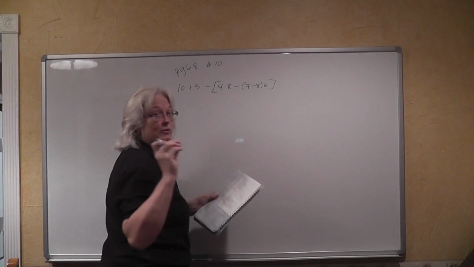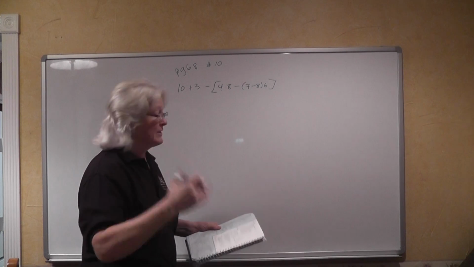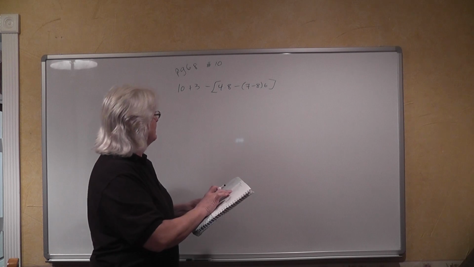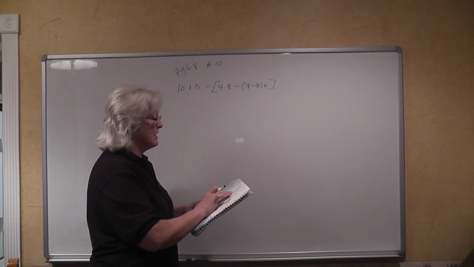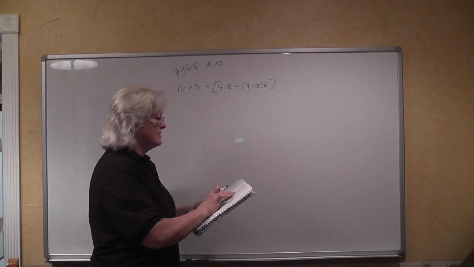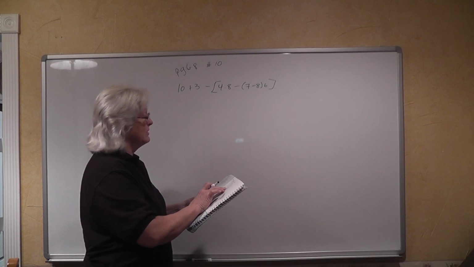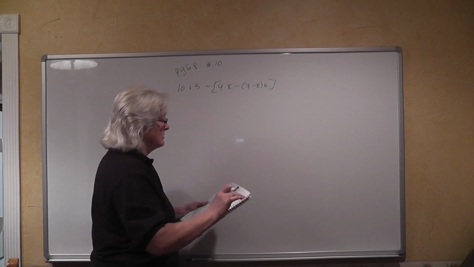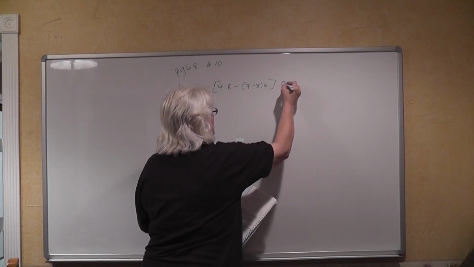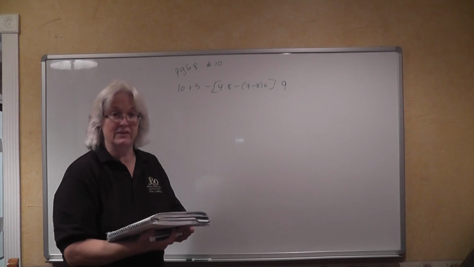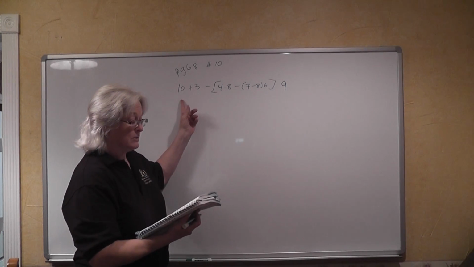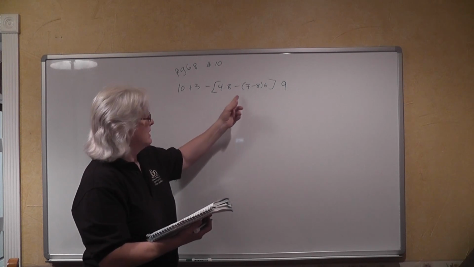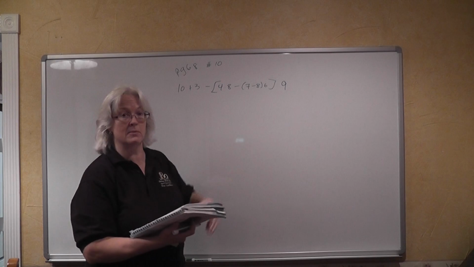Am I skipping? Remember I said make sure that you go back and verify. I think I'm skipping between two problems here. I am. I was combining 10 and 11. Now I'm going to look one more time. 10 plus 3 minus 4 times 8 minus the quantity 7 minus 8 times 6, times 9.